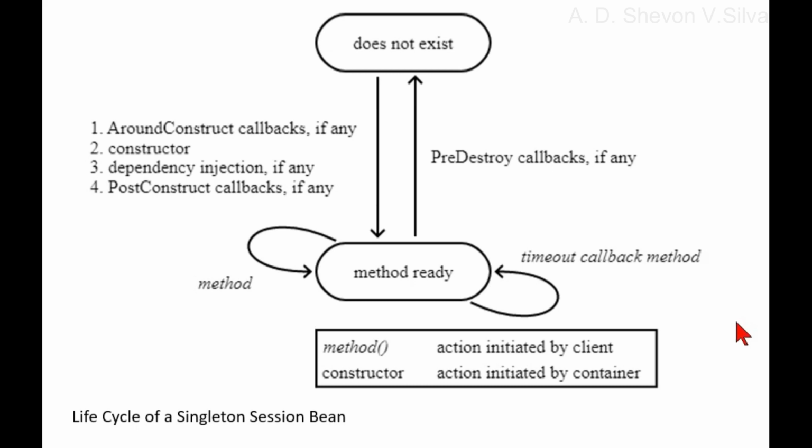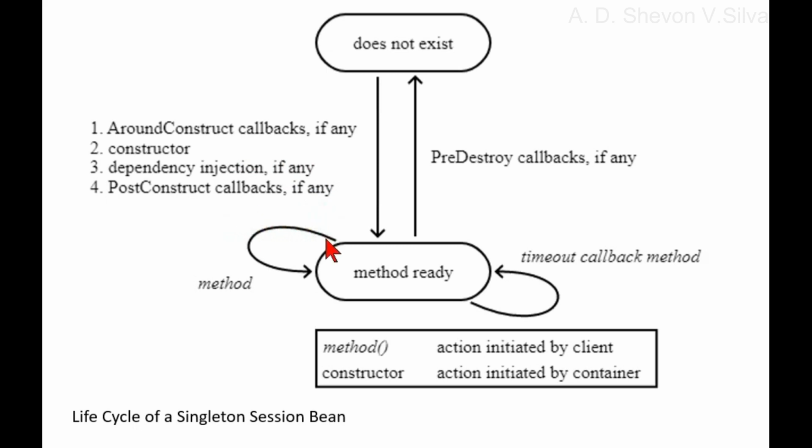A Singleton session bean instance life starts when the container invokes the session bean class constructor to create a Singleton bean instance. Next, the container performs dependency injection as is specified by the metadata annotations on the bean class or by deployment descriptor. The container then calls the post construct lifecycle callback interceptor method for the bean if any.